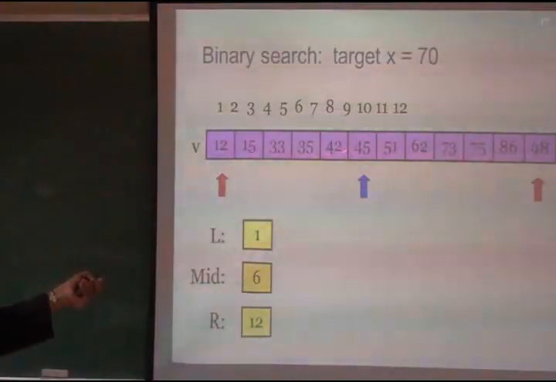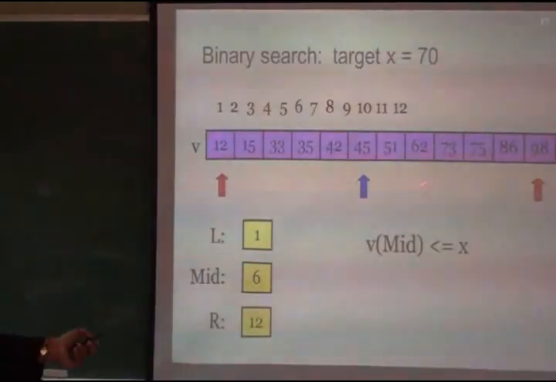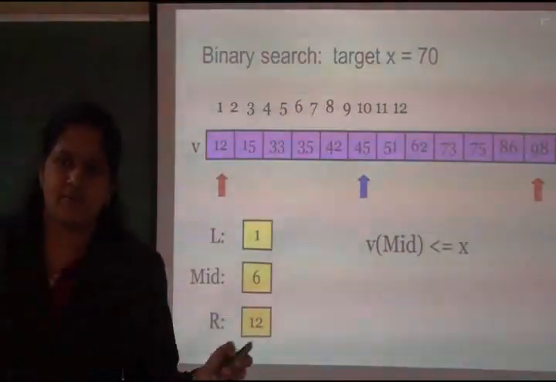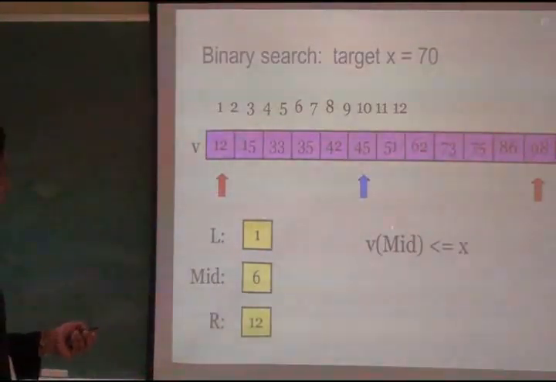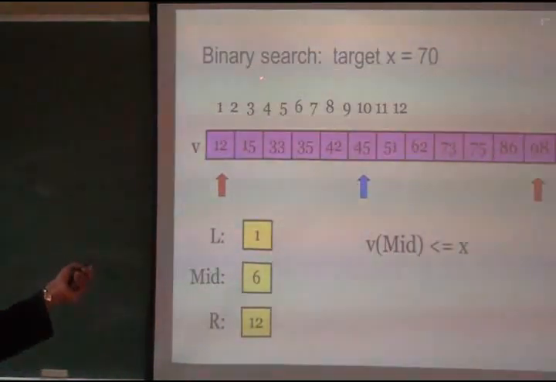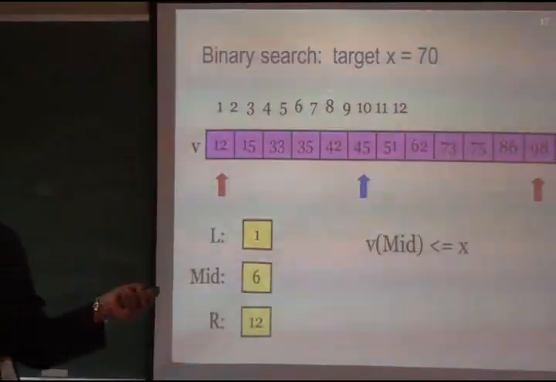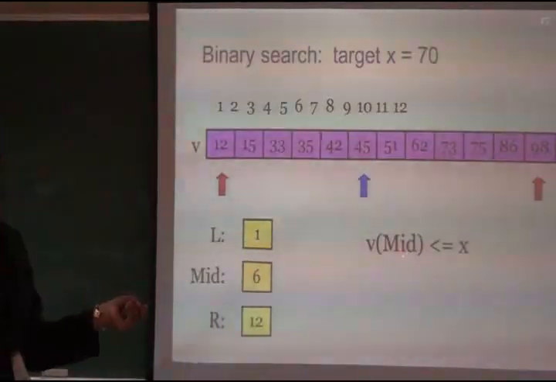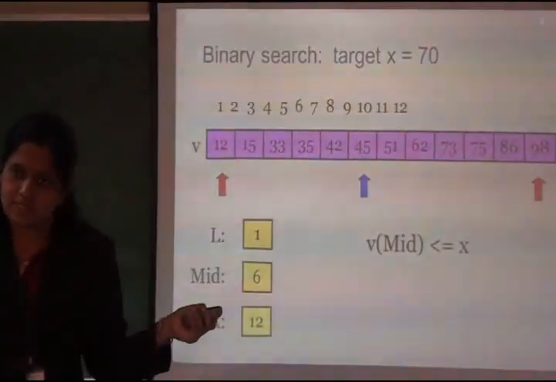So here in the first position 12 is there, 45 is there, 98. According to the rule, the left side will be the lesser elements, and the right side will be the elements greater than the mid element. Suppose V mid. What is V mid? V of 6. V of 6 is 45. You have to find out whether 70 is there in the array or not. We have to search. So first we need to find V mid. V mid is 45. 45 is less than or equal to 70. Yes, it's less than 70.